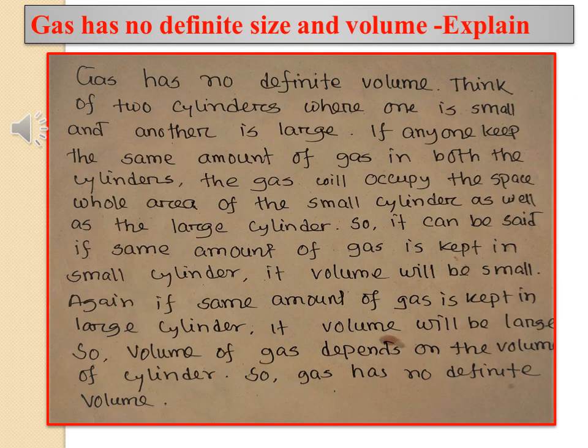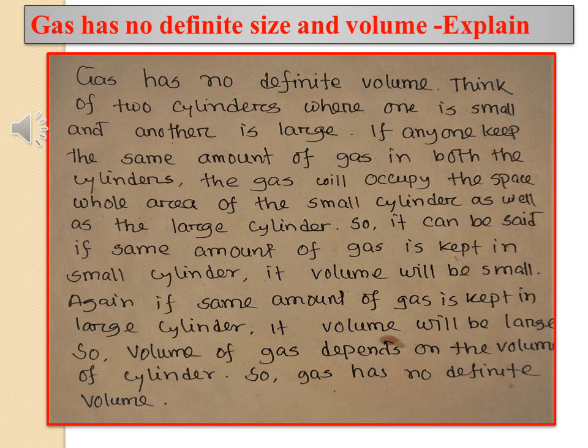So, dear students, in this slide I would like to explain that gas has no definite size and volume. To explain this, just think of two cylinders, where one is small and another is large. If anyone keeps the same amount of gas in both cylinders, the gas will occupy the whole area of the small cylinder as well as the large cylinder.